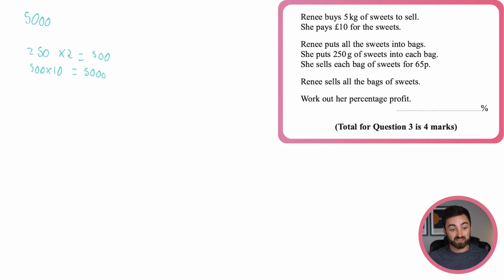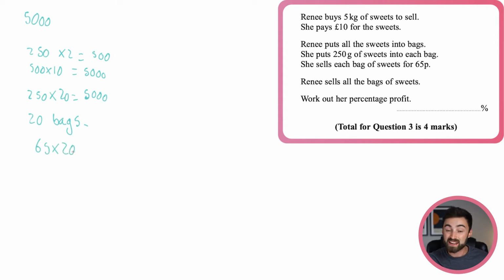Meaning that, putting these together, that's essentially 250 times 20, isn't it? 250 times 20 is 5,000. Meaning that she gets 20 bags worth of sweets because each bag is 250 grams. So she gets 20 bags here. Okay. She sells each bag for 65p. So how are we going to work out how much money, how much revenue she gets? Well, we would do the 65p times 20, right? 20 times over. So 65 times 20.